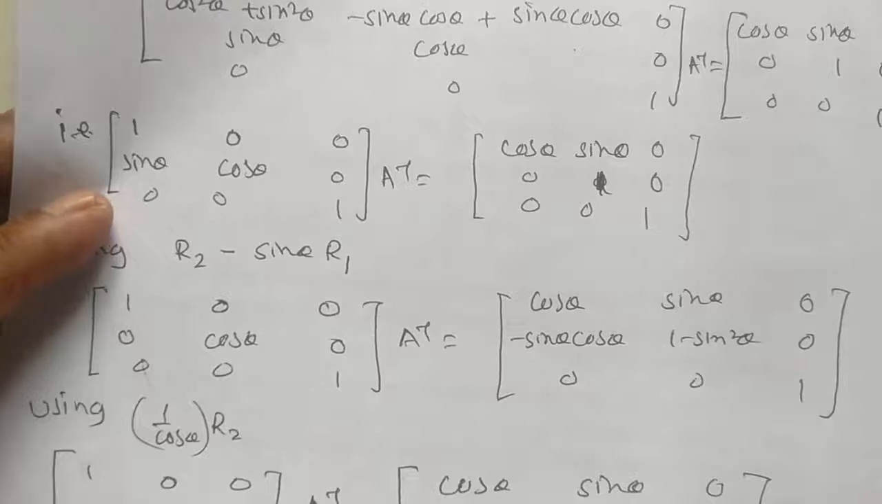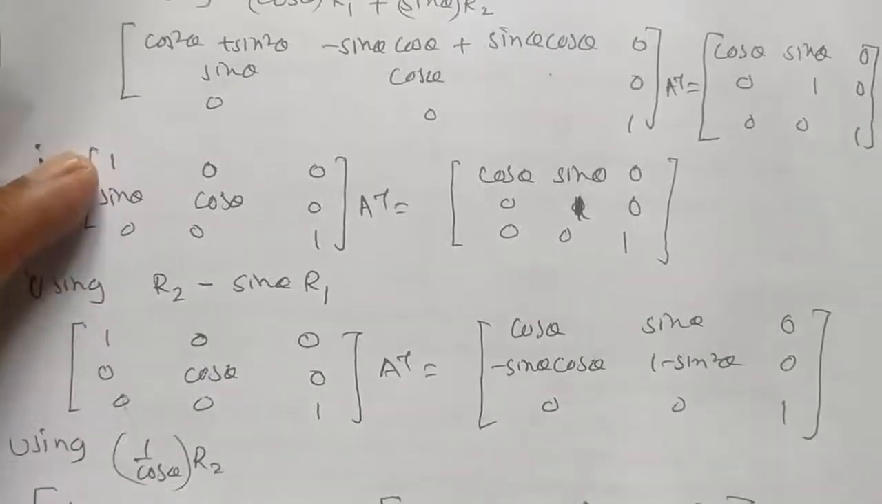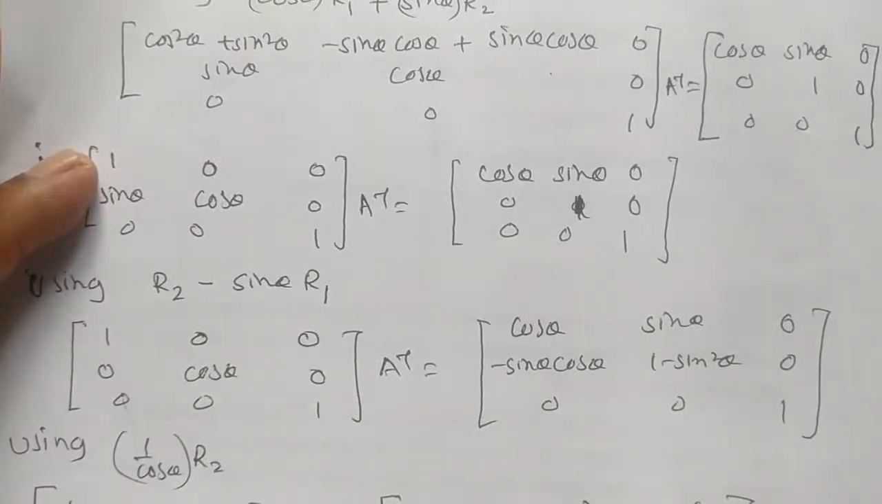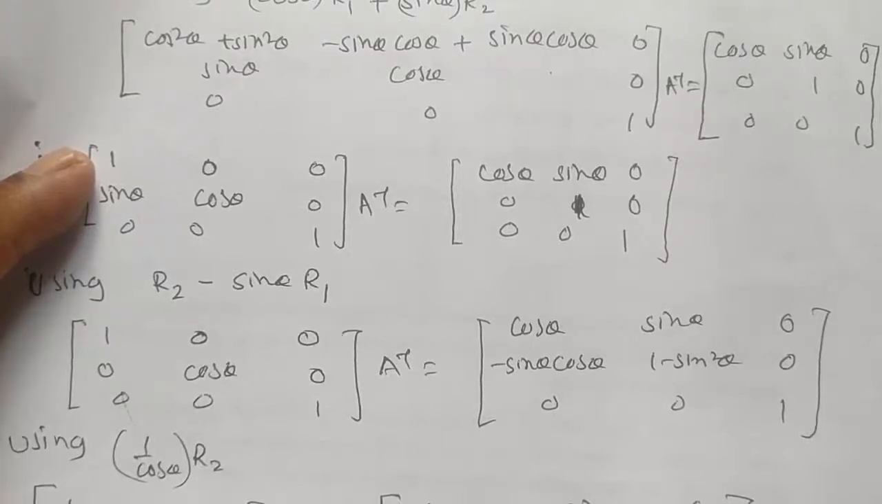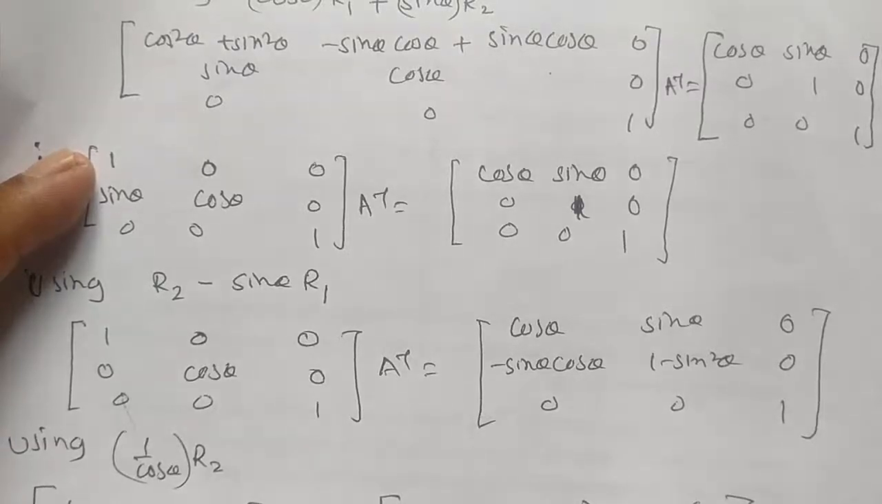In this way we have solved the example on the inverse of a square matrix by column transformation. In my next video, we are going to solve examples on the inverse of a square matrix by the adjoint method.